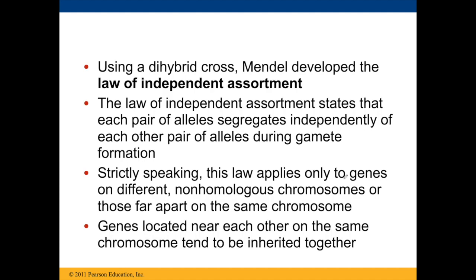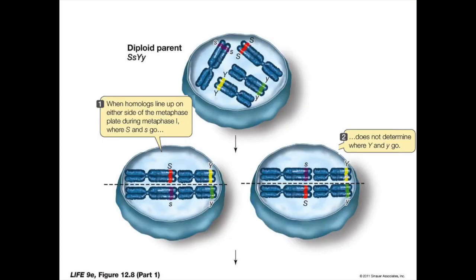They sort independently. But it turns out the only reason that Mendel saw independent assortment is because all seven genes he was looking at happen to be located on seven different chromosomes. You only see independent assortment if genes are on different chromosomes. Why? Because as we learned in the meiosis chapter, the chromosomes sort independently. Remember, during metaphase one of meiosis one, the chromosomes line up down the middle of the cell as homologous pairs. But it's completely random how they line up.